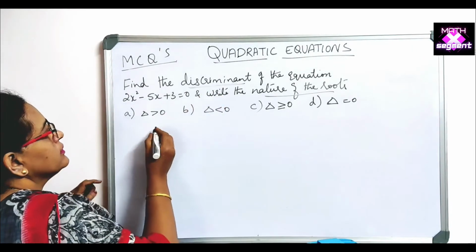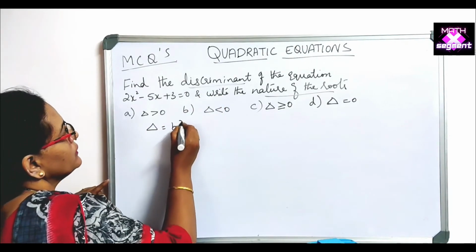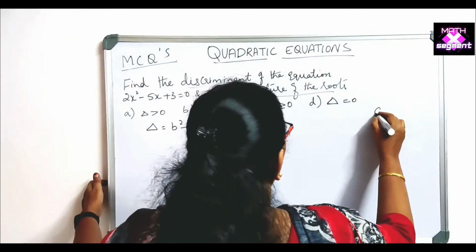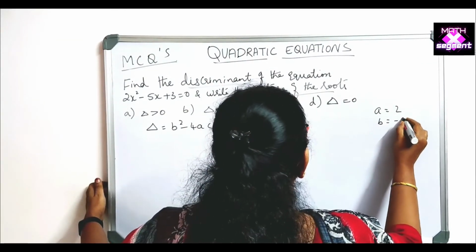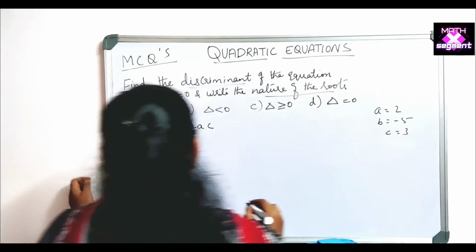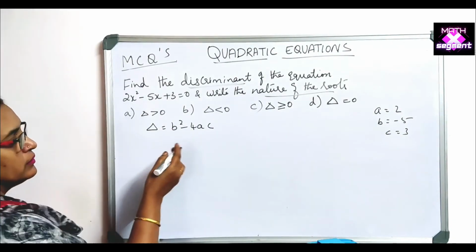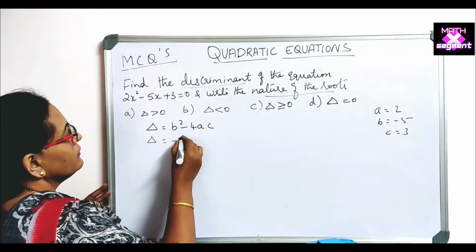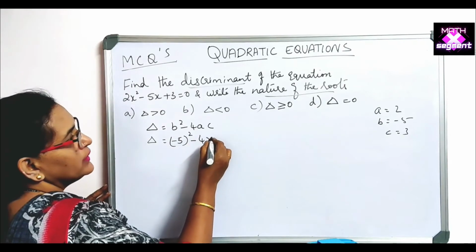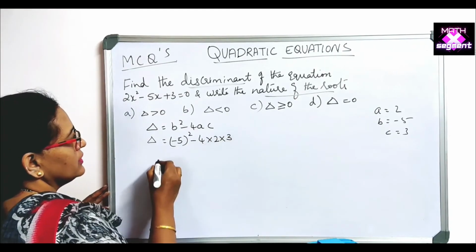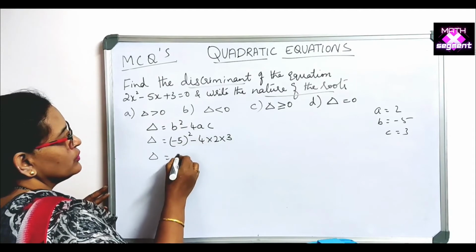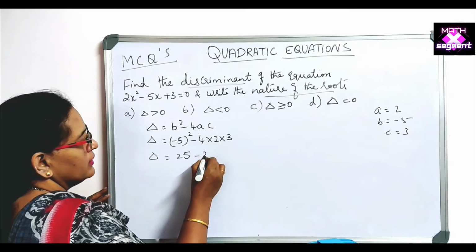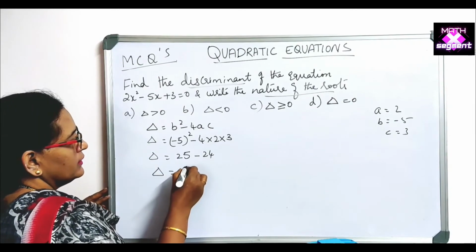So here our discriminant delta is equal to b square minus 4ac. And from the given equation we know the value of a is 2, b is -5 and c is 3. So let us start solving the formula. So delta is equal to b square, b square is nothing but -5 whole square, minus 4 into a is 2, c is 3. So delta is equal to -5 whole square is 25 minus 4 2s are 8, 8 3s are 24. So here the delta value is 1.